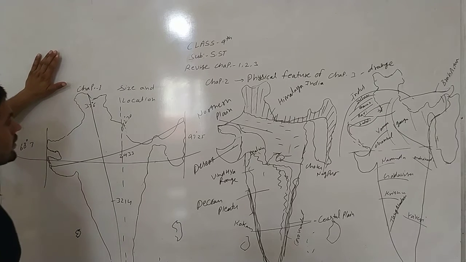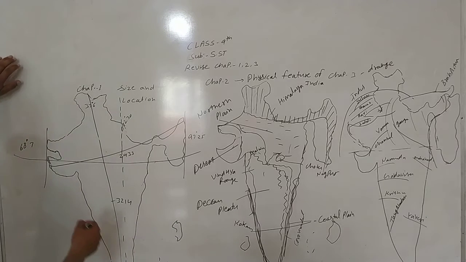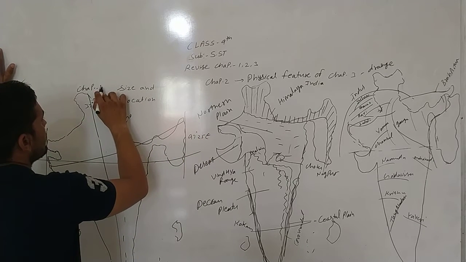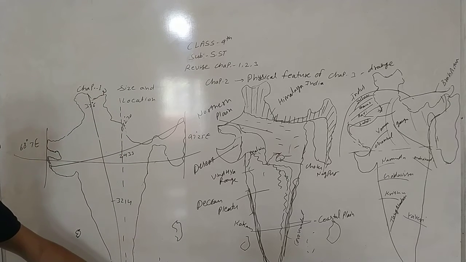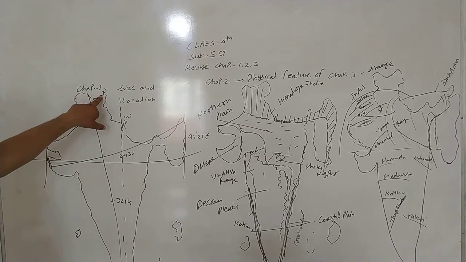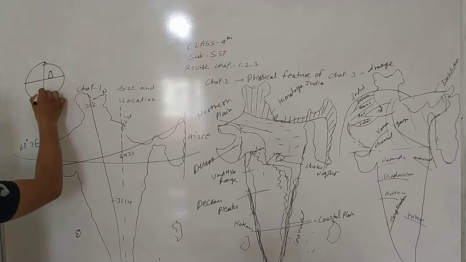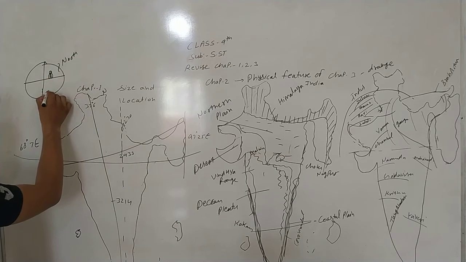Chapter number one is about the introduction of India. India is a very ancient country and its civilization is very developed. Its location is given: India is situated from 8 degree 4 north to 37 degree 6 north. Both are north because India is situated in the north part of the globe. India is situated here, so this is the north part and this is the south part.